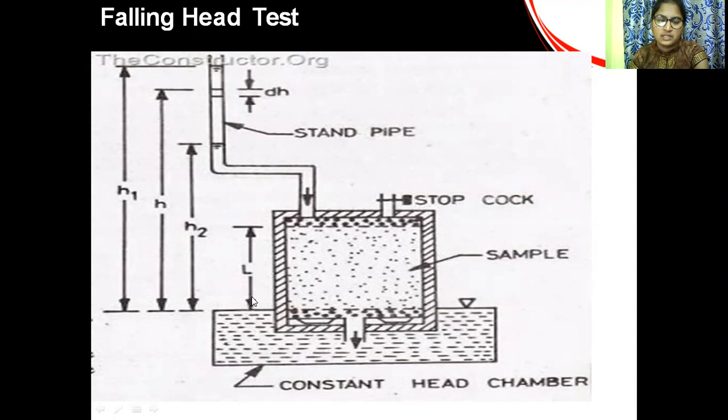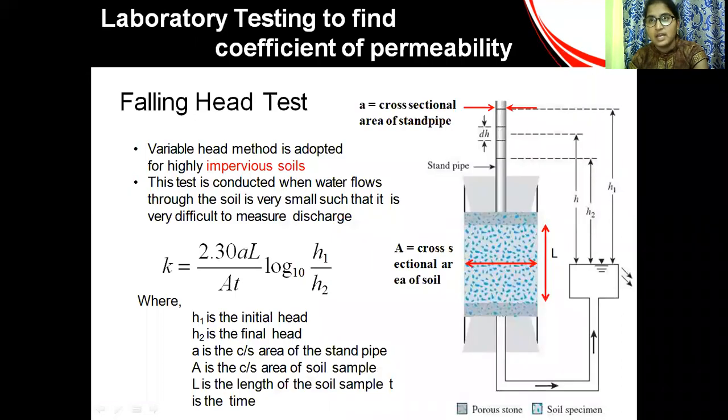L is equal to the length of the sample. H is equal to the overall head. H1, H and H2 are the variation of the head. And a stopwatch is required to note down the time required for the 10 centimeter drop. And here the equation used is K equals 2.3 aL by At log 10 H1 by H2.